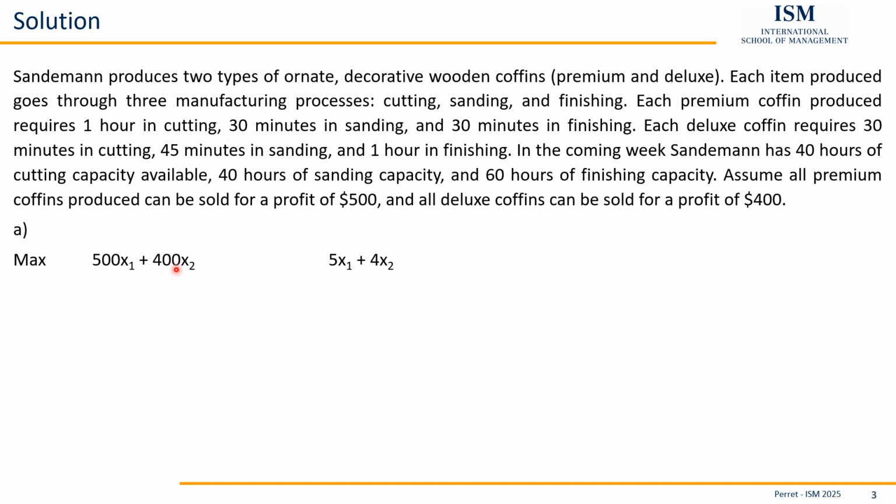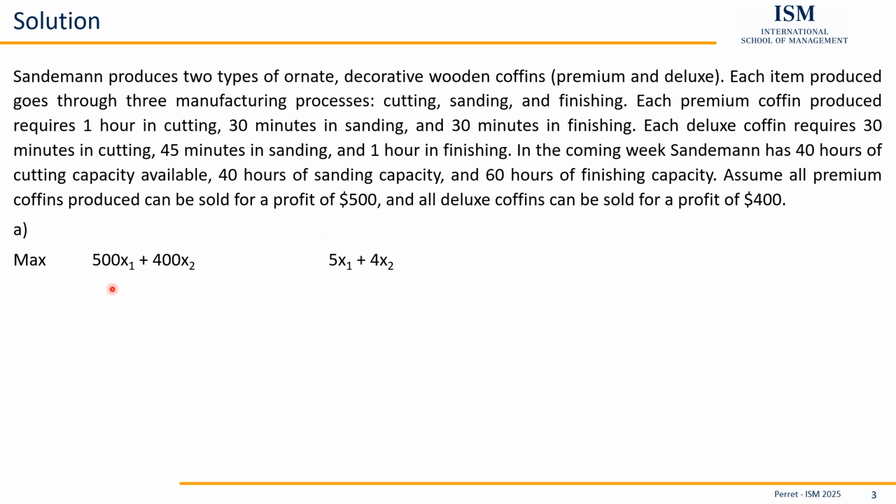Since 500 and 400 are quite large numbers, we can make it a bit easier by dividing the whole function by 100, reducing it to this version. We have to keep this in mind, because if we calculate the objective function value later on for the optimal solution, we would have to multiply it by 100 again to get back to the original formulation. So much in advance on this.